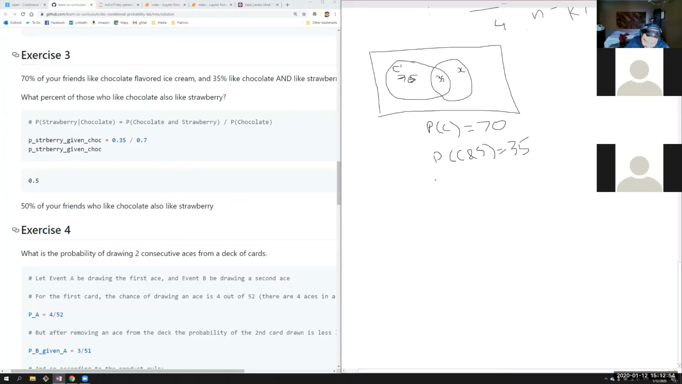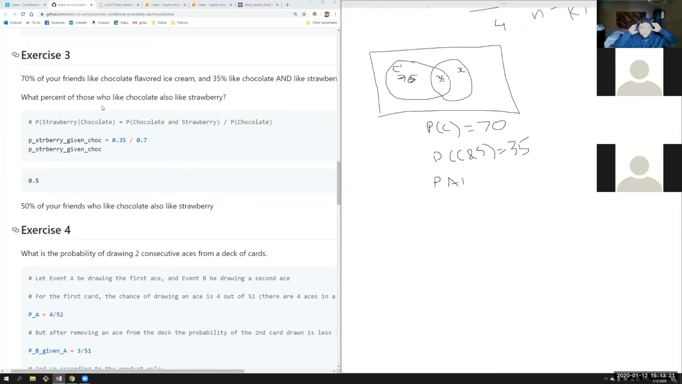what does it tell us? Probability of A given B, or in this case, it would be what percent of those who like chocolate also like strawberry, right? That's 35. What happened? 70% of your friends like chocolate, 35% like chocolate and strawberry. Wouldn't it just be 35%?